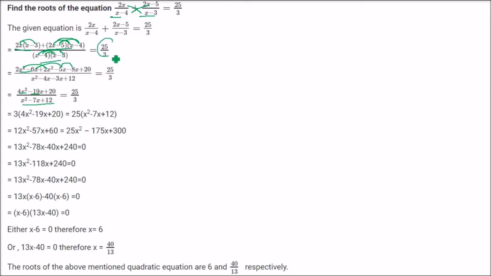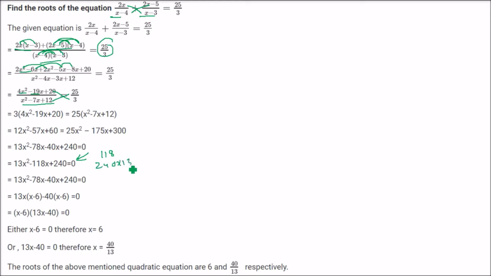So x square minus 7x plus 12, and this will remain 25 by 3. Multiply 3 with this, multiply 25 with this. So this is the equation, just rearrange. You are going to get the equation like this one. So 13x square minus 118x plus 240 is our equation. Now here, this 118, how we can write this?